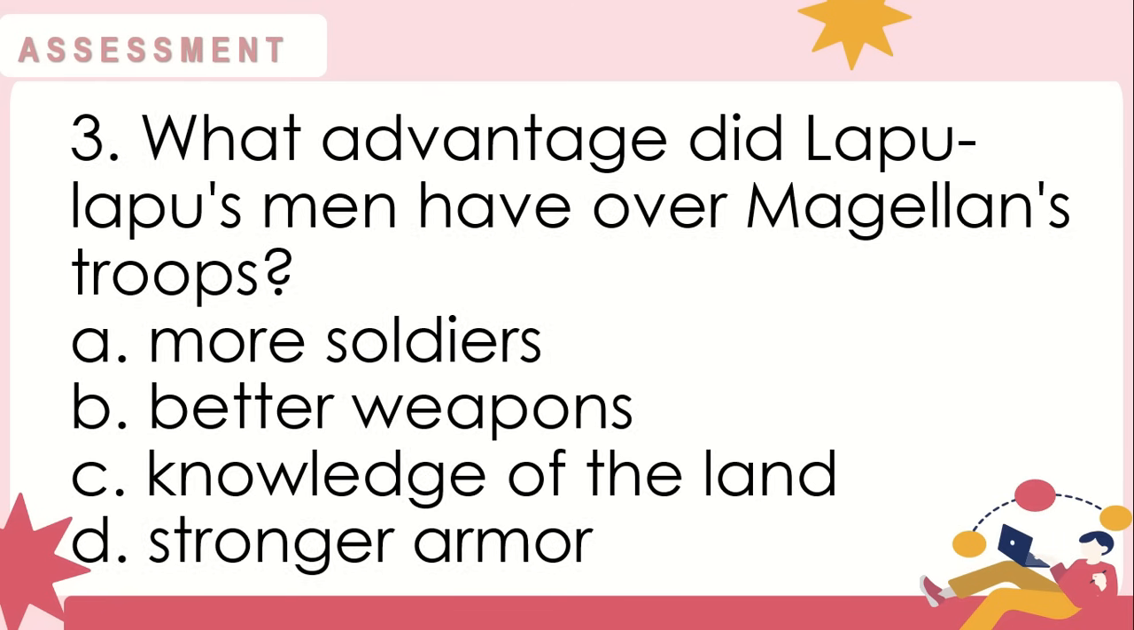Number 3. What advantage did Lapu-Lapu's men have over Magellan's troops? A. More soldiers. B. Better weapons. C. Knowledge of the land. D. Stronger armor.